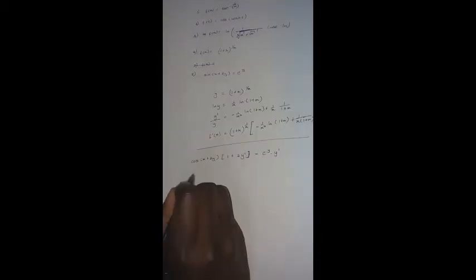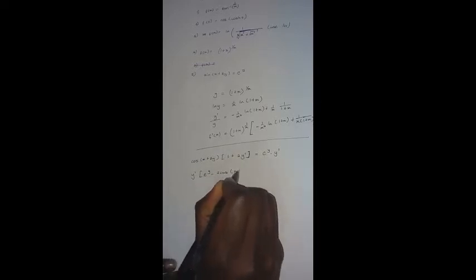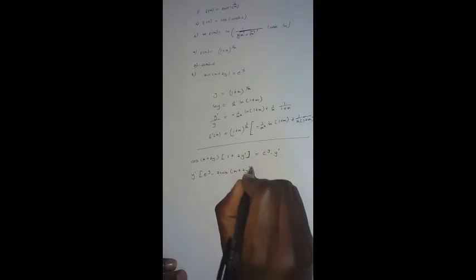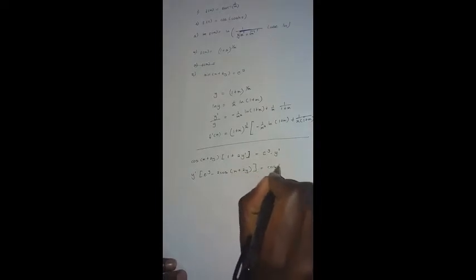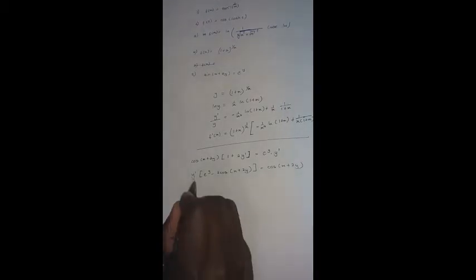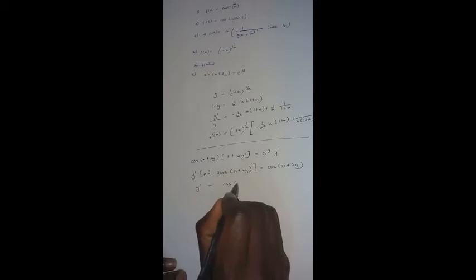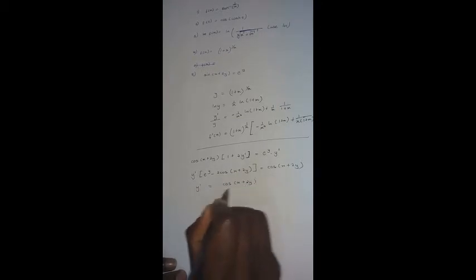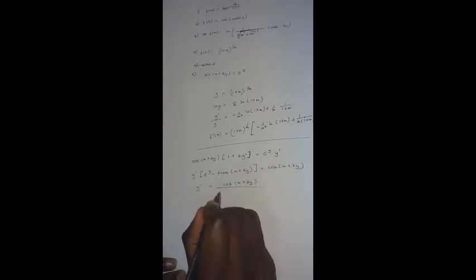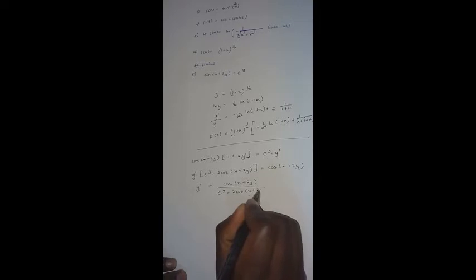Hence you end up with y prime times e to the y minus 2 cos of x plus 2y being equal to cos of x plus 2y. Therefore, your y prime, which is your derivative, will be cos of x plus 2y over e to the y minus 2 cos of x plus 2y. Here's the final answer.